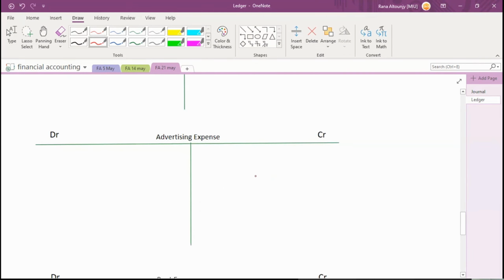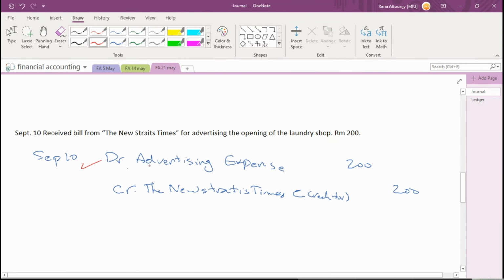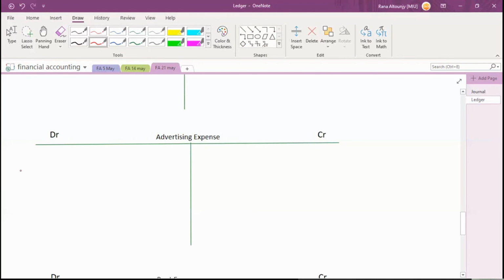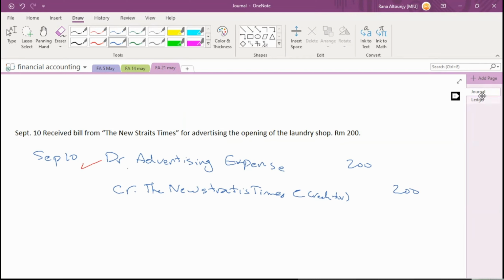This is the advertising expense T account. We have to go to the debit side. What we write: September 10, the new Straits Times, and the amount is 200.